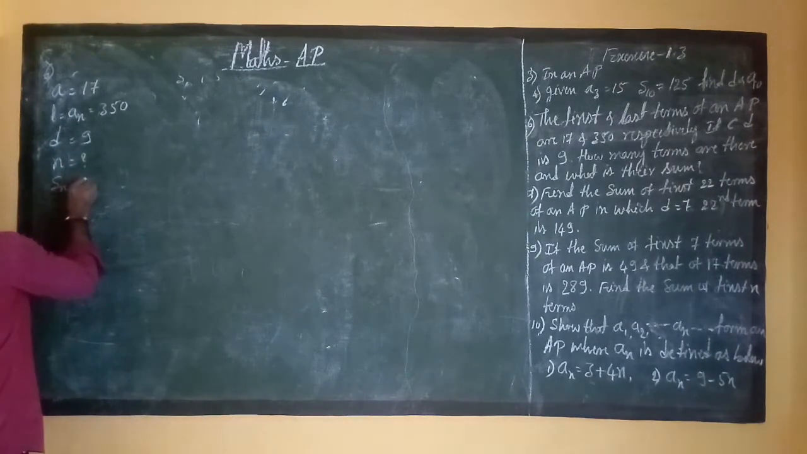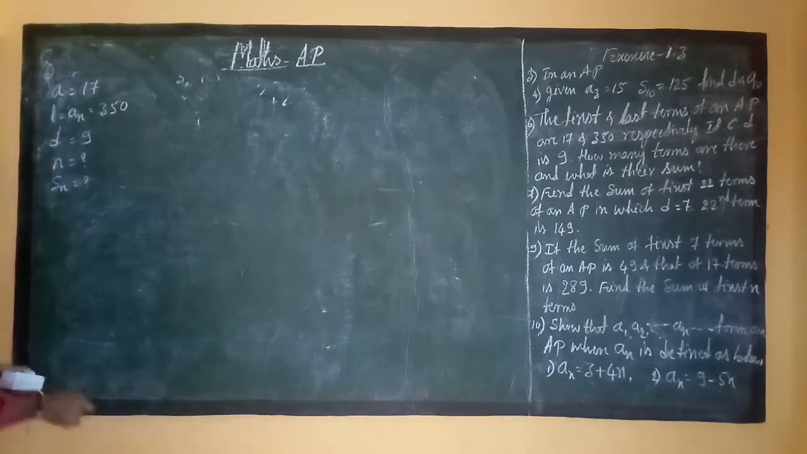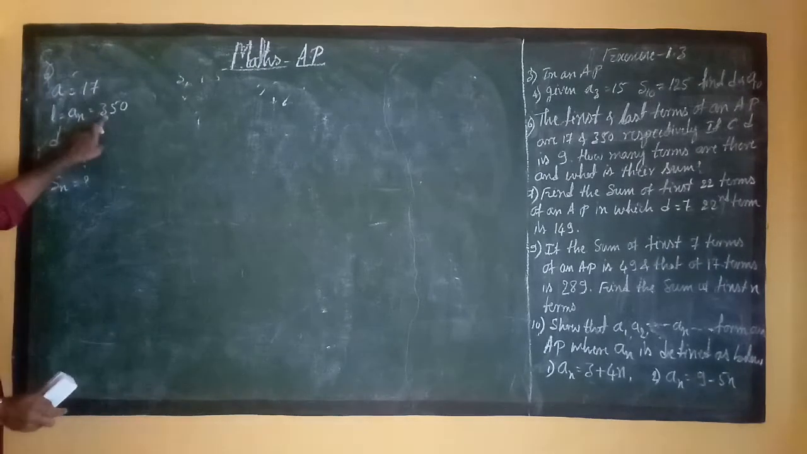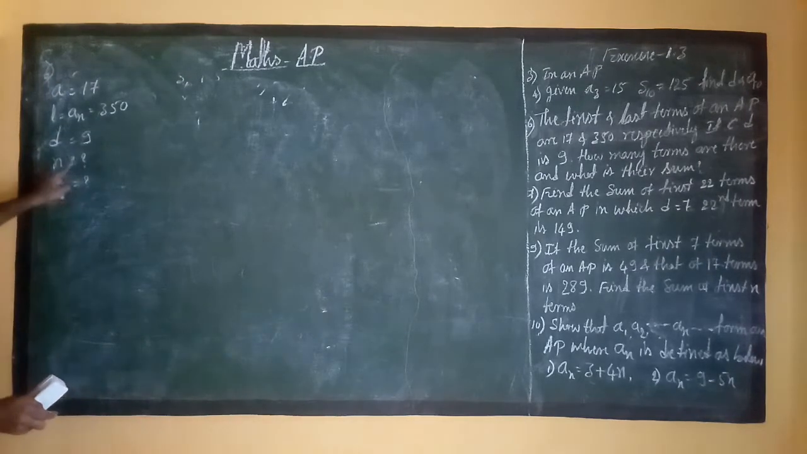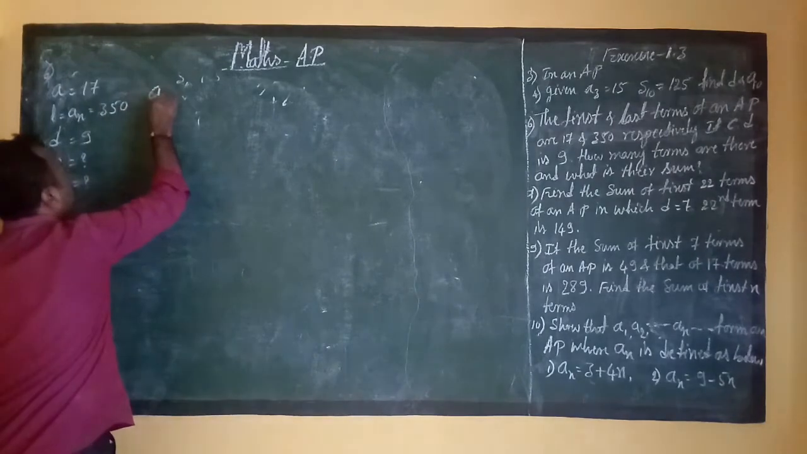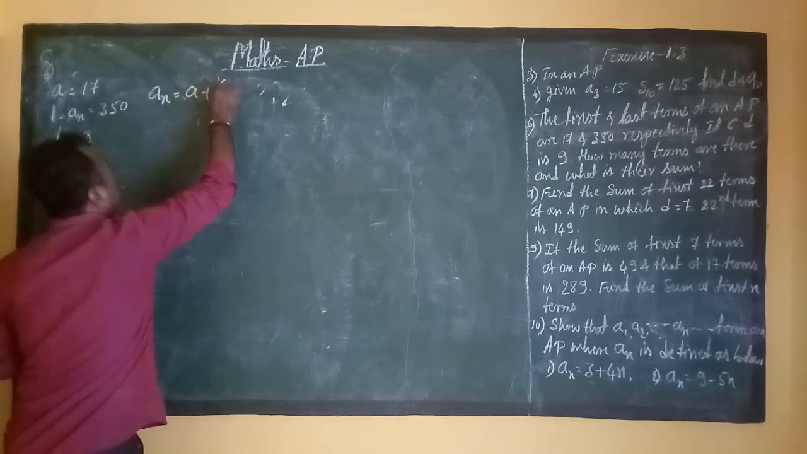Sn is the sum of n terms of an AP. What is the sum in the related question? Yes, students, they have given a and an. I don't know n. We have to calculate n. If you are given an, we have to use the an formula. an is equal to a plus n minus 1 into d.